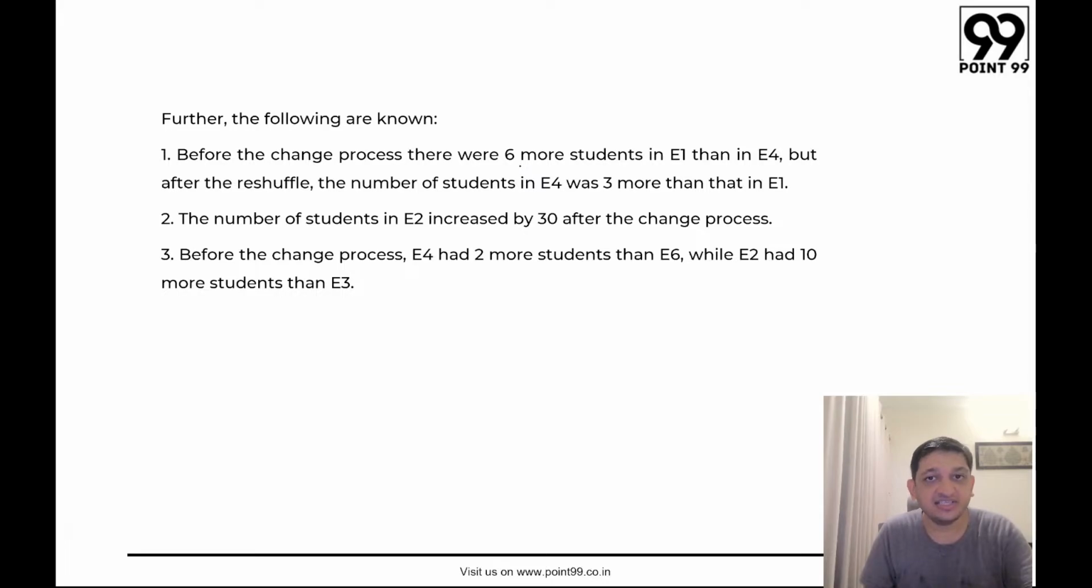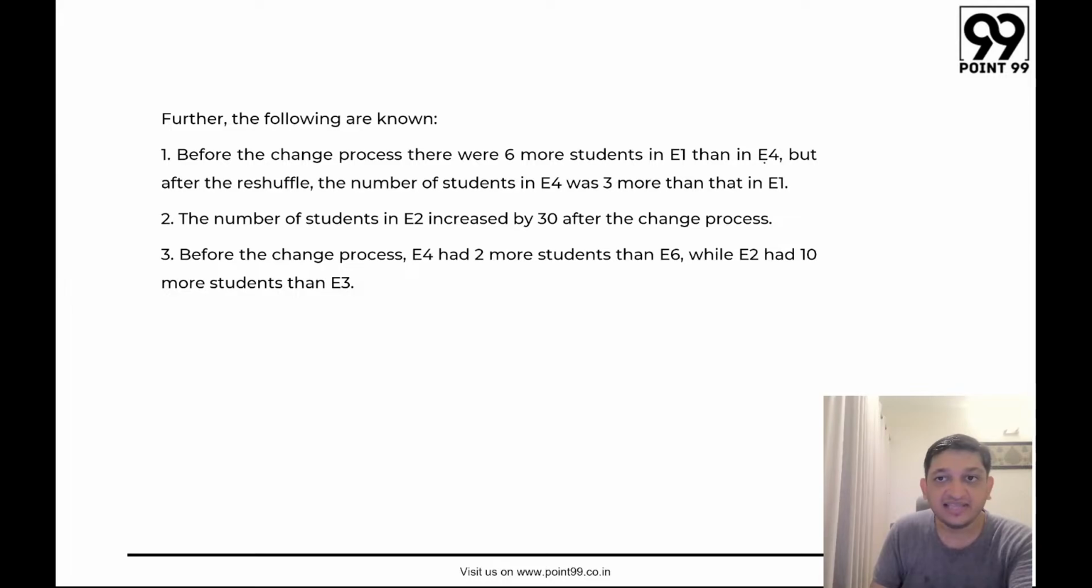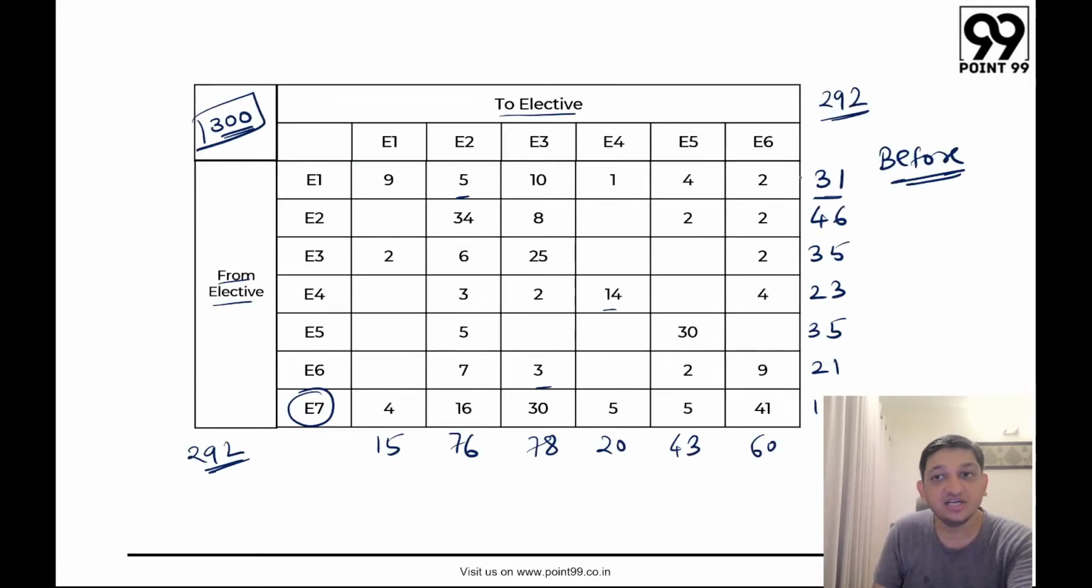Before the change, there were 6 more students in E1 than in E4. ठीक है, तो बिफोर द चेंज यहाँ पे 31 तो पूरा का पूरा है, तो there were 6 more students in E1 than there were in E4 before the change. तो बिफोर द चेंज अगर यहाँ पे 31 है तो E4 के अंदर 25 होने चाहिए थे, राइट? So because here there are 31 people and this is 6 greater than E4, 31 minus 6 should have been 25. So this row should have added up to 25 instead of 23.